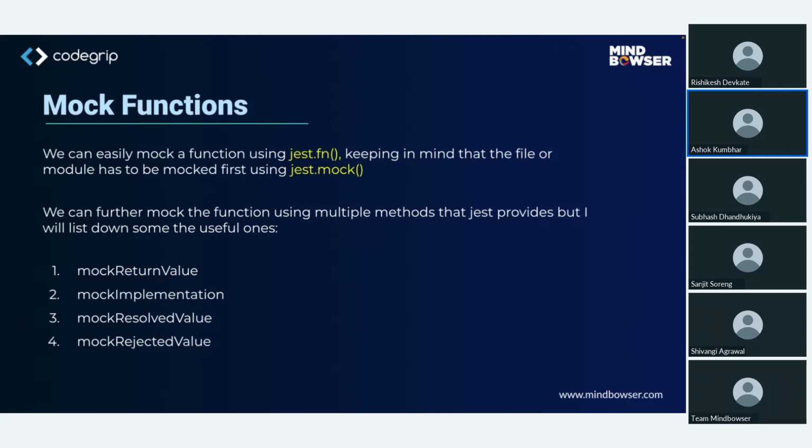And if we have to use only a resolved value, then we can use mock resolved value. Here we can have only the resolved value. And if we only need a rejected value, then we just have to use mock rejected value. That will only give us the rejected values, like thrown values. These are powerful and flexible tools to test the JavaScript code, and Jest provides a simple and intelligent syntax for working with them.